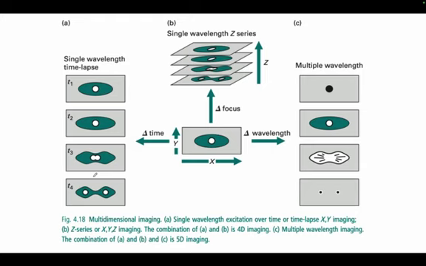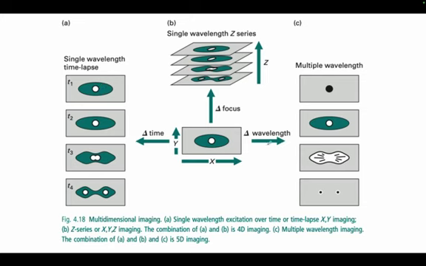And we can combine various properties to get a bigger picture view of our sample. If we image a sample over a period of time, we can get a time lapse. For example, you can look at things like cell division. We're just imaging the same sample over a long period of time, so we can get a time lapse.